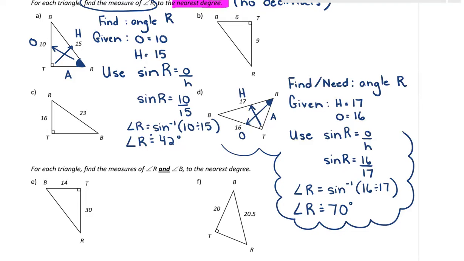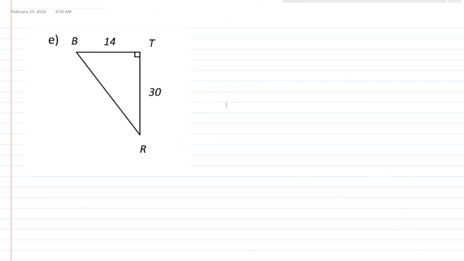Miss, how did you get 70? So I did sine negative 1 of 16 divided by 17. So which one do you guys want to find first? You can't do both at the same time. R. Sure. Find angle R. I'm going to draw it. So angle R, I'm going to draw in blue. Anthony, write this down. So angle R is now identified.